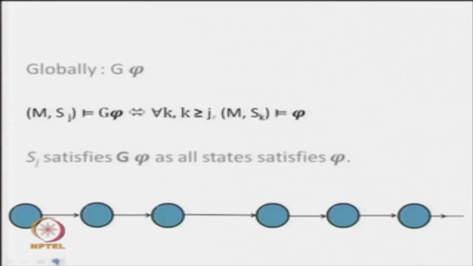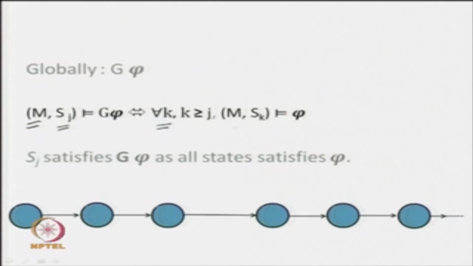Now, the next operator is globally, G phi. So, whether globally phi holds or not. Again, in a similar way we are going to define it. In a model M, we look at a particular state S j, and we say that M, S j models G phi provided for all k greater than or equal to j, M, S k models phi.